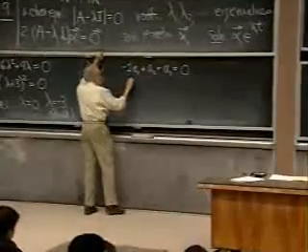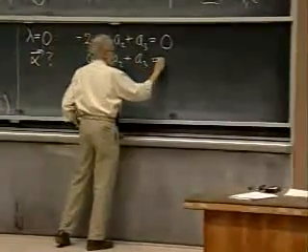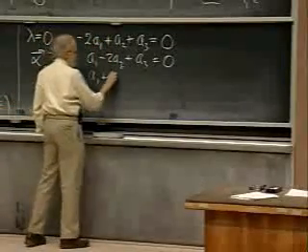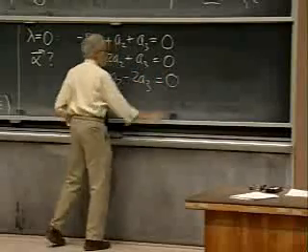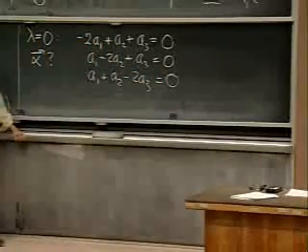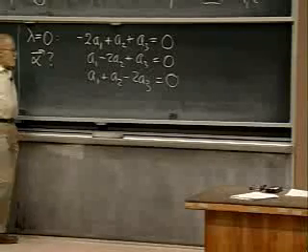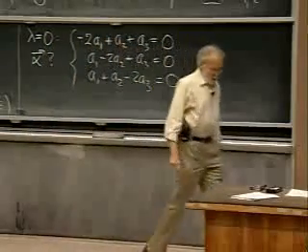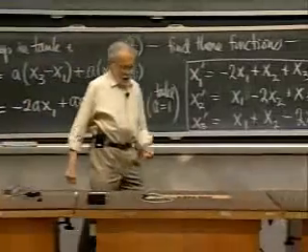There's 1. A1 minus 2A2 plus A3 equals 0. I'm just subtracting 0 from the main diagonal, so there's nothing to do. A2 minus 2A3 equals 0. Now, I'm supposed to solve those. Of course, we could do it.